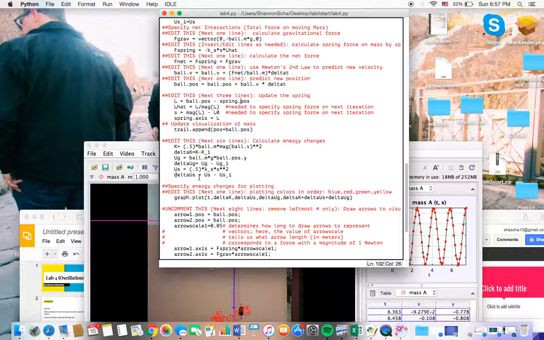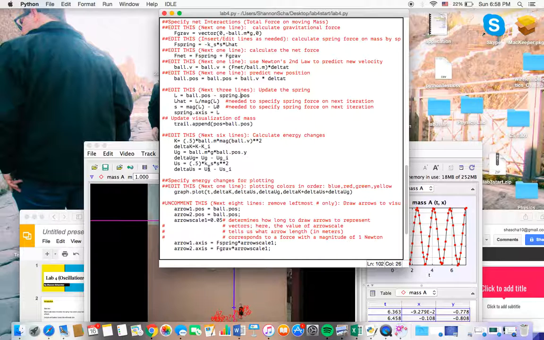In this part of the coding, we will have the energy change. We have the kinetic energy as 1/2 times the ball's mass times the magnitude of the ball's velocity squared. Delta K is going to be the new kinetic energy minus the initial kinetic energy. And U gravitational is going to be the ball's mass times G times the ball's position in the y direction. Delta UG is also going to be the new one minus the initial one. And U of the spring is 1/2 times Ks times S squared. And also delta US is going to be US, the new one, minus the initial one.